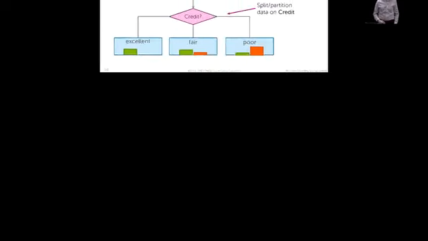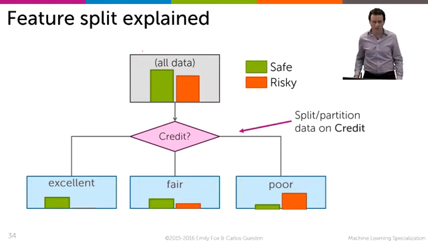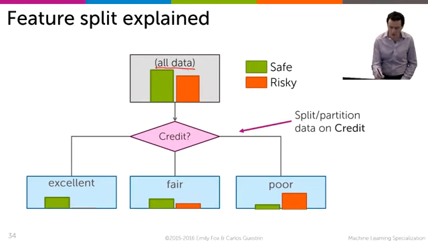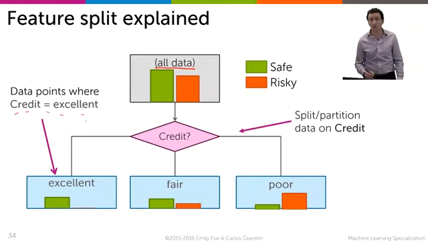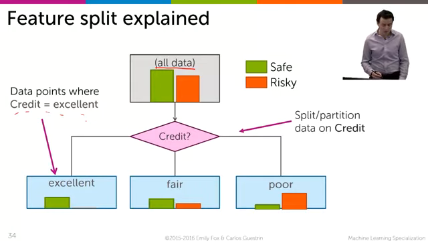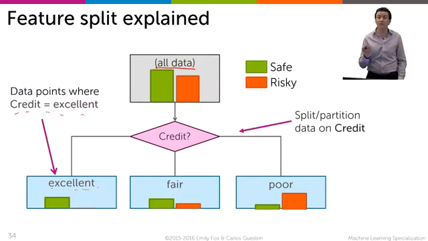Now that we've assigned subsets of data to each one of the subsequent nodes, we can visualize that data using histograms again. So the top histogram here corresponds to all the data, but the histogram on the branch on the left corresponds to the data points where credit was excellent. The ones in the middle correspond to the data points where credit was fair, and the ones on the right correspond to data points where credit was poor. As you can see, the set where credit was excellent has a lot of safe loans, while the one where credit was poor has more risky loans than it has safe loans.